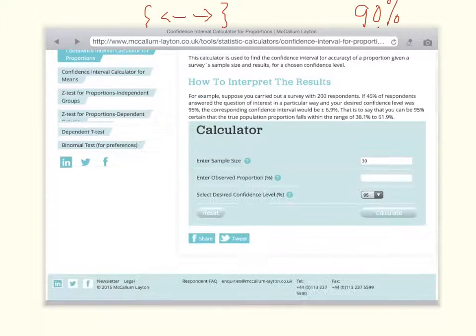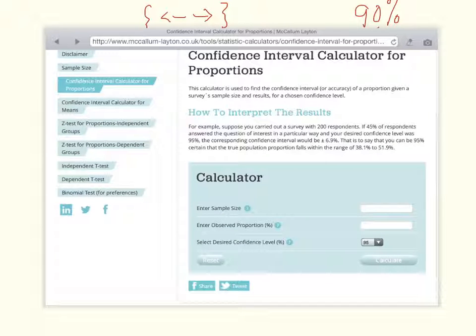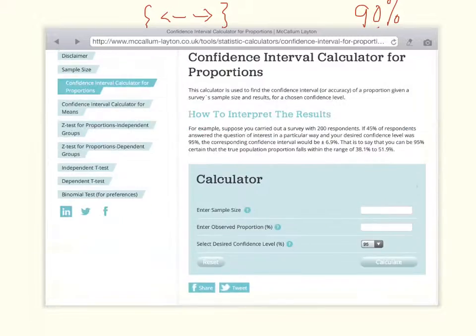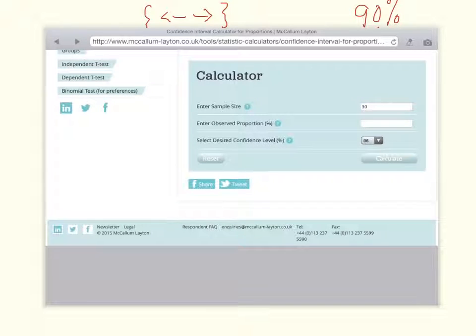So let's go ahead and enter a sample size of 30. There we go. We enter a sample size of 30, and we enter the observed proportion. Now notice it wants the observed proportion as a percentage. So the 0.133 is actually 13.3%. And we're going to select our desired confidence level of 95.